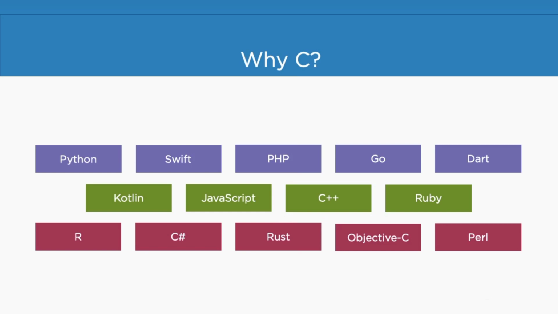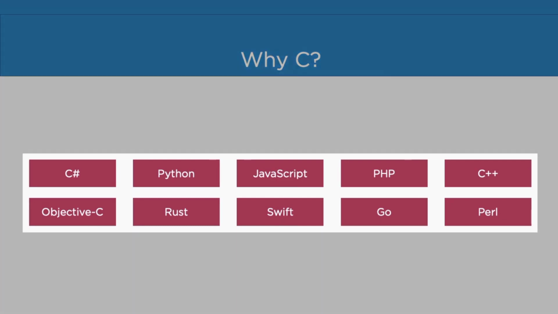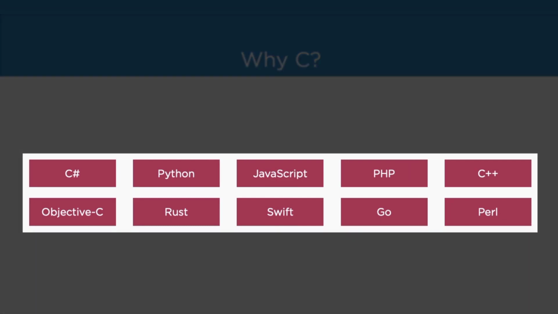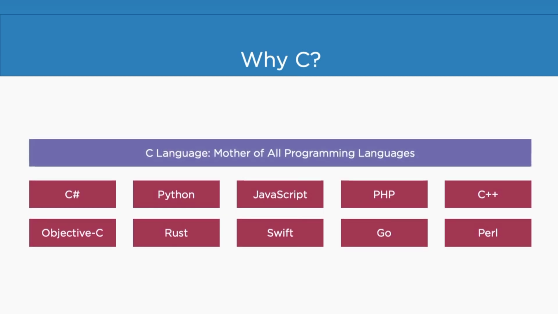Among these modern languages, a large number of programming languages are derived from C language. Yes, you have heard it right. These languages, along with several other programming languages, have either adopted or derived their control structures, syntaxes, and other basic features from C programming language. So this is the reason C language is also known as the mother of all programming languages.